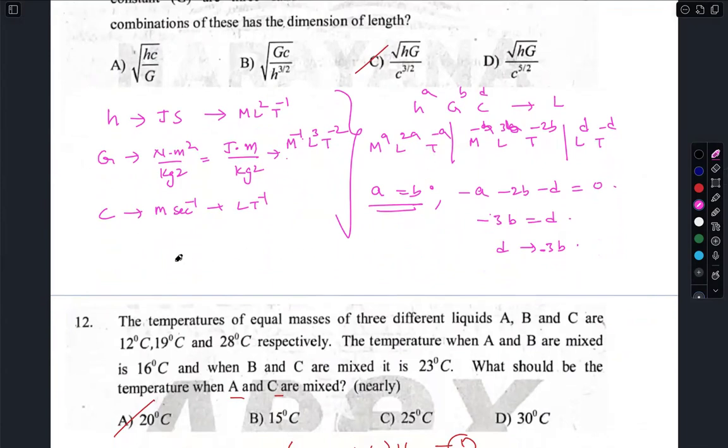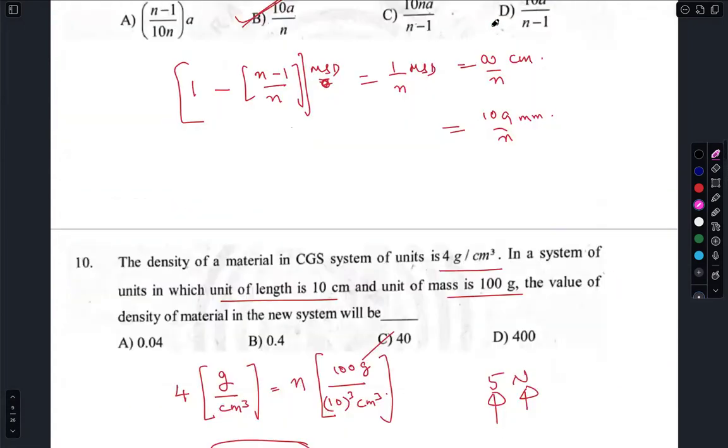L, unfortunately, we have in everything. So therefore, 2A plus 3B plus D will have a dimension of 1. Right. Everything we will convert into B. A, 2B, 3B minus 3B is 1, which implies B is 1 by 2, A is 1 by 2, D is minus 3 by 2. Absolutely correct. Right. Done.